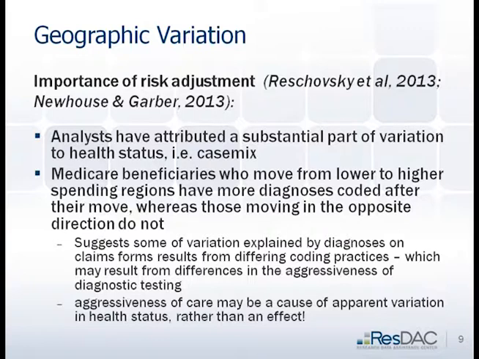So there's just a heads up from other economists who have done this type of work, saying, uh-oh, we're backing out case mix, but some of that variation explained by the diagnoses results from differing coding practices. And that may just reflect differences in the aggressiveness of diagnostic testing. So the catch-22 is this bottom line here: it may be that aggressiveness of care, the additional codes that you see in the data sets, may be a cause of variation in health status rather than an effect.